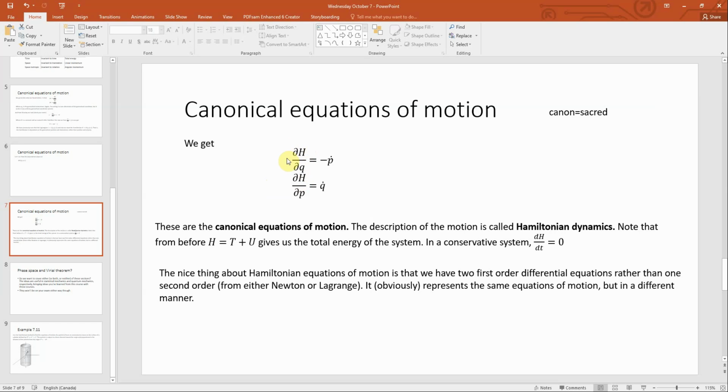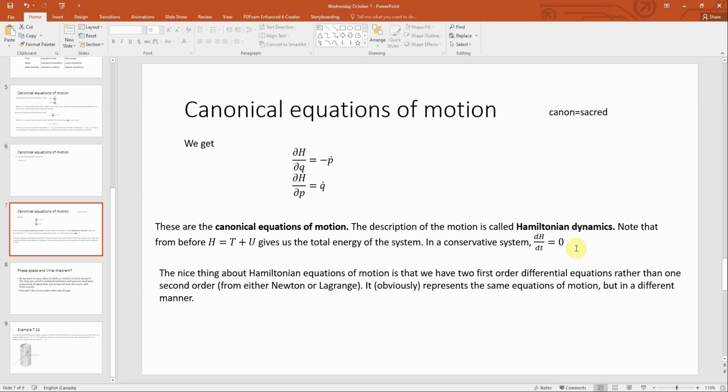So what we see then is that the derivative of the Hamiltonian with respect to position is equal to the negative rate of change in the momentum, and the derivative of the Hamiltonian with respect to momentum is the rate of change of the position. So these are the Hamiltonian dynamics equations. So note from before that we had that the Hamiltonian is the total kinetic and potential energy, and that gives us the total energy of the system. And so in a conservative system, the derivative of the Hamiltonian with respect to time is going to be 0. Which we had already seen in Lagrangian mechanics, but I just wanted to point that out here.